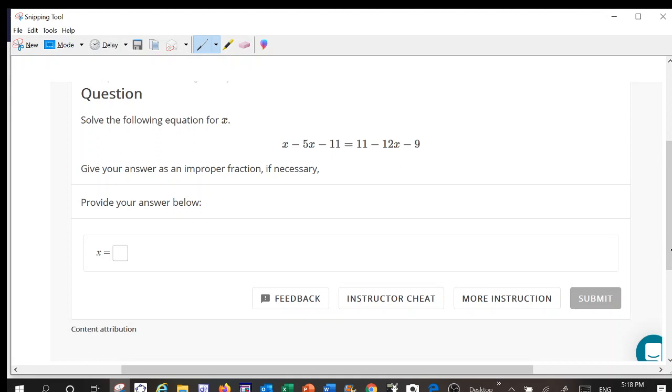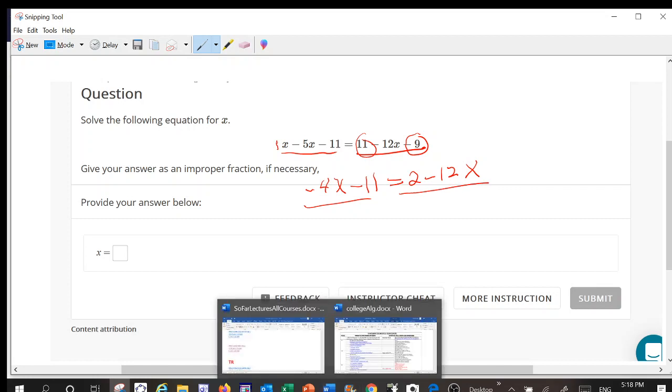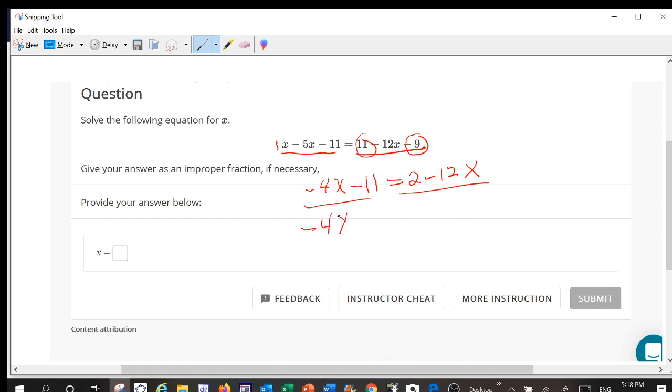So we got a bunch of x's on both sides here. So we're going to combine these, do the operations that are possible on each side. So x minus 5x, that's 1x minus 5x is negative 4x minus 11 is, now this 11 minus 9 is 2. So that's just 2 minus 12x. So now we have no more operations to do on each side, so we move all the x's to one side.